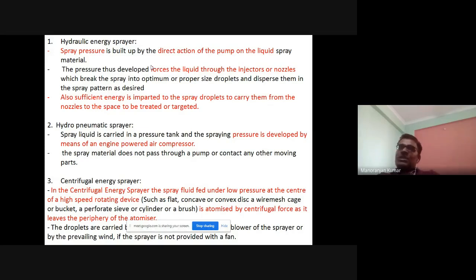Also, sufficient energy is imparted to the spray droplets to carry them from the nozzle to the space to be targeted. Okay, so this is the hydraulic energy sprayer.